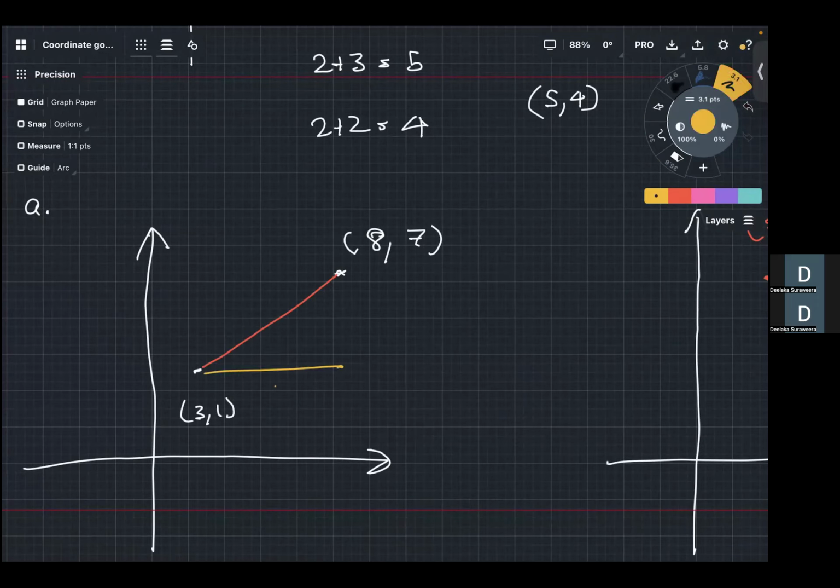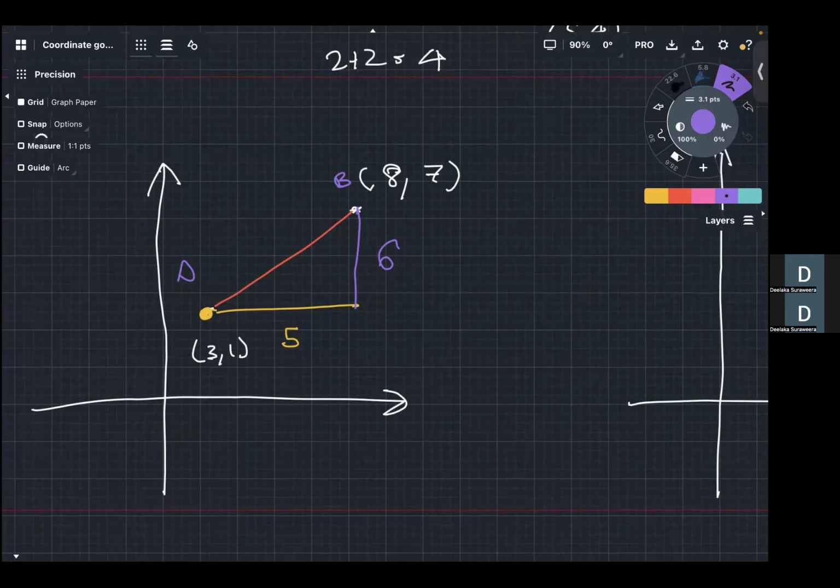Now, I could always pick this to be the starting point, but I'm not going to do that because I don't like negatives. And then from 1 to 7, that's 6. It's the difference, 7 minus 1. So if I'm going right by 5 in the full journey from A to B, the y will change too.